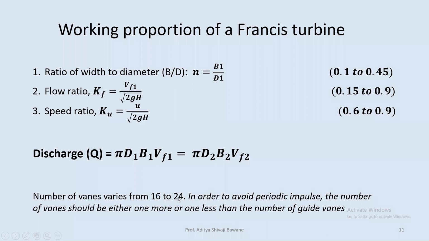The number of vanes varies from 16 to 24. In order to avoid periodic impulse, the number of vanes should be either one more or one less than the number of guide vanes. So basically the number of vanes is kept between 16 to 24. Now in the case of the Pelton wheel, we know the formula to calculate the number of buckets, Z equal to 15 plus 0.5 times the D by d ratio. In this case it is 16 to 24.